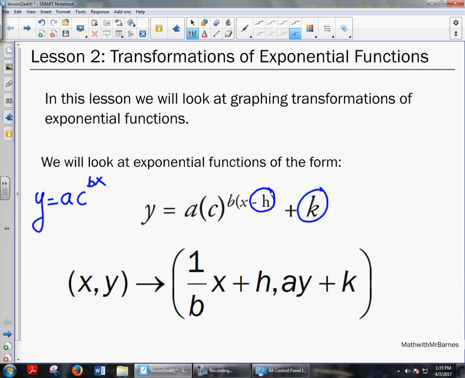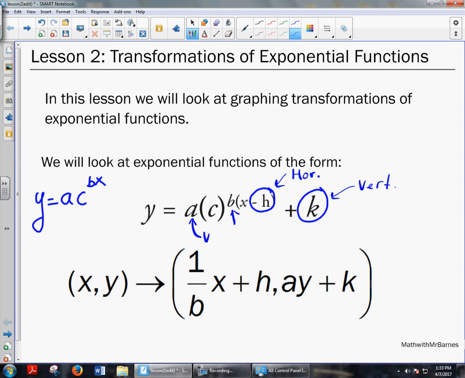Basically, what your h and your k value represent are translations. Your h value is a horizontal translation, and your k value is a vertical translation. The a and b, we found out, have meanings as well. Last day we talked about a being the distance between the asymptote and the y-intercept, and b being your x increment, or 1 over your x increment. Well, these also have other meanings.